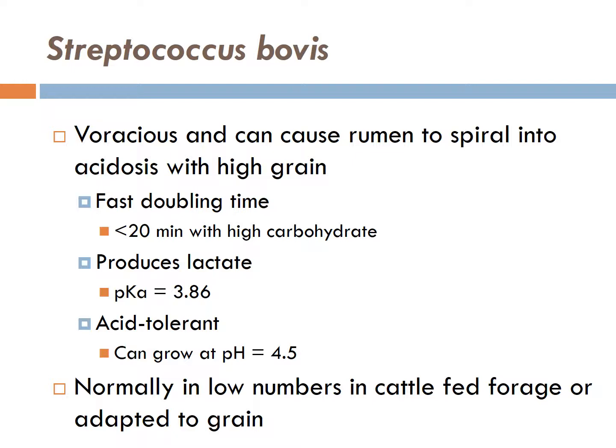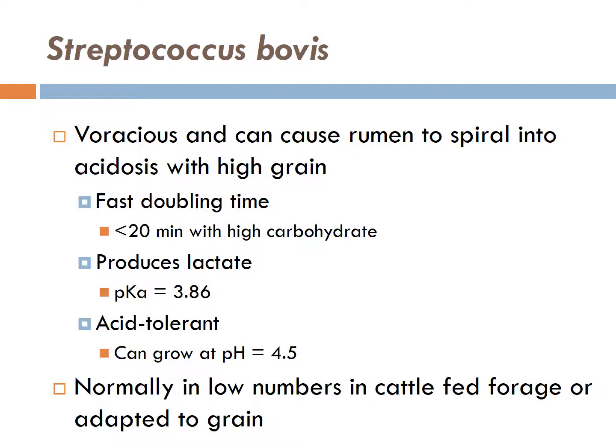It produces lactate, and lactate is highly acidic. It has a pKa of less than 4, which means rumen pH tanks when lactate accumulates. Streptococcus bovis is acid tolerant. It can grow at pH 4.5, whereas most bacteria die when the pH is below 5. So in sum, Streptococcus bovis can grow quickly, it produces lactate to exclude other bacteria, and itself is acid tolerant, so it can grow under the conditions that it's created in the rumen.